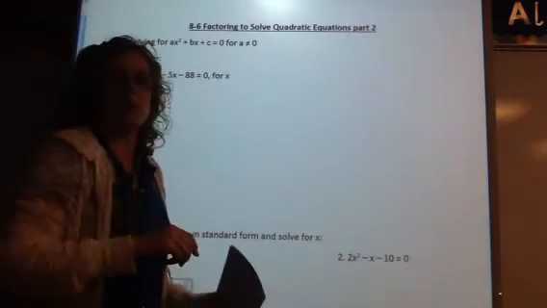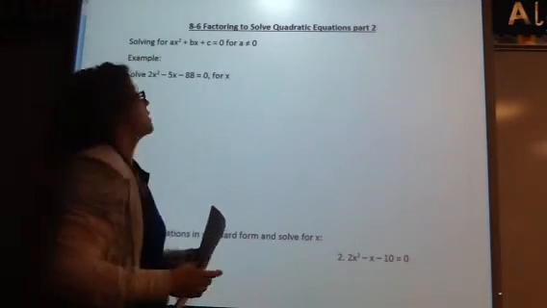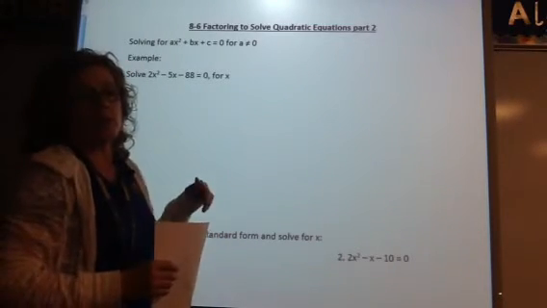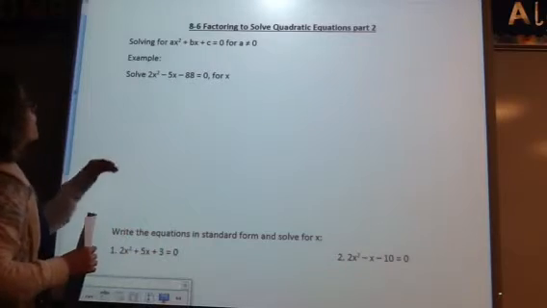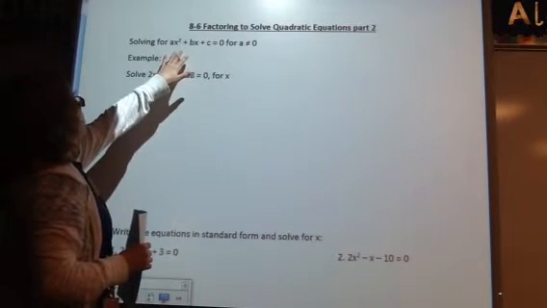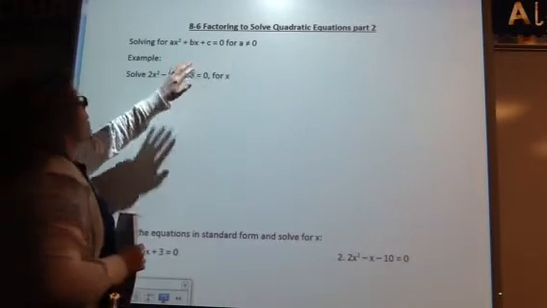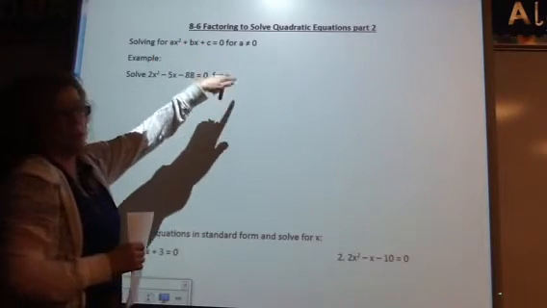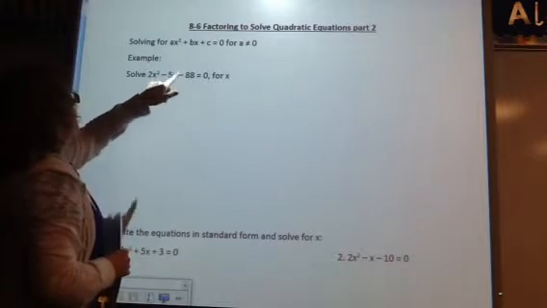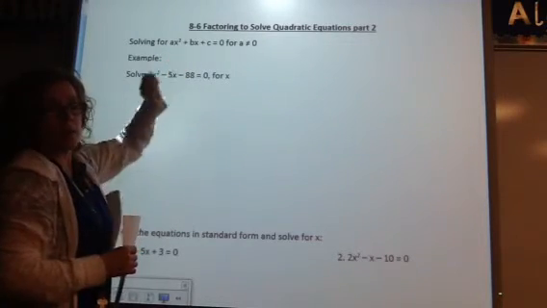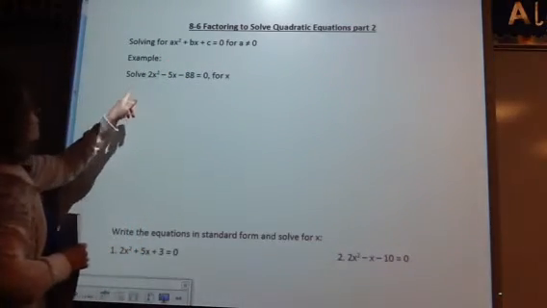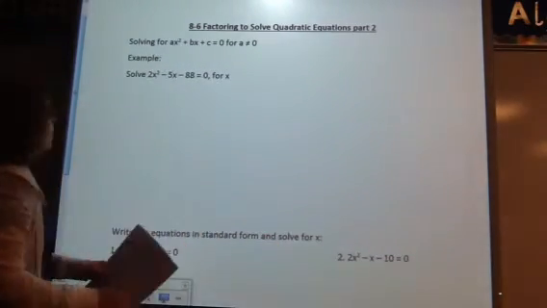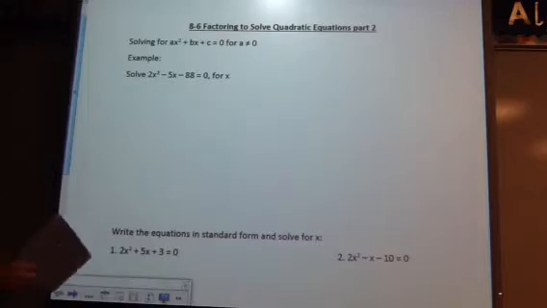Alright class, today we're going to do Unit 8, Section 6, the second part of it, and we're going back to solving, factoring to solve quadratic equations. Okay, so what we've done before is we solved the quadratic equation where your leading coefficient was always 1. So today we're going to deal with some that have a different leading coefficient that is not 1. Alright, so let's look at this example here.